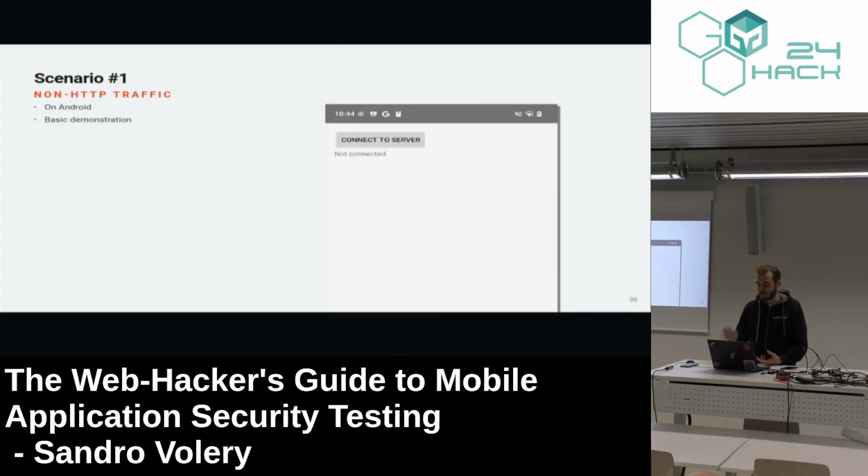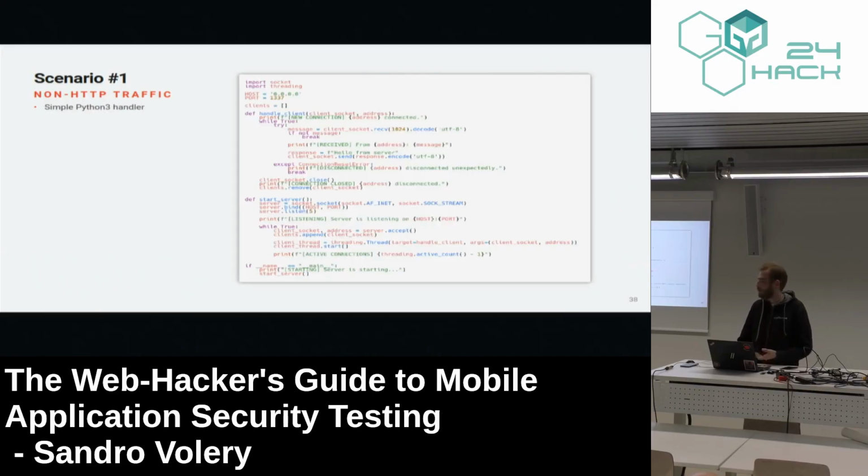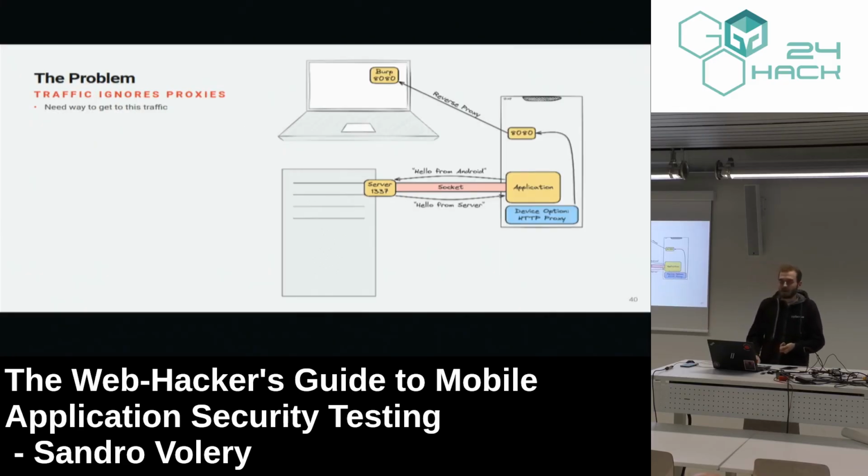I've set up this example application. It doesn't do a whole lot, just one button. It's going to send a hello from Android to the server on this custom socket. The server fits in one Python script, and it's going to reply simply with a hello from server. Now, the problem here is that socket traffic usually ignores the device proxy. So it's only going to be HTTP traffic and maybe WebSockets that are a part of your usual traffic, and the rest is going to go the route it usually takes.